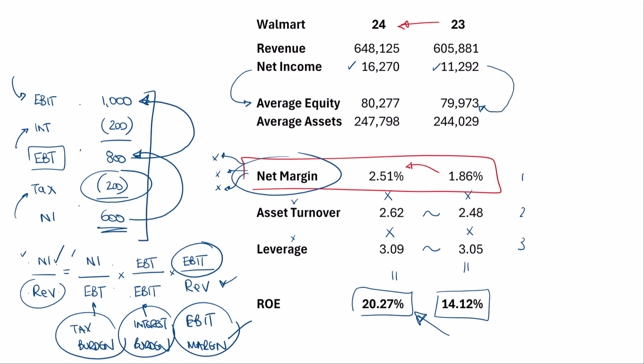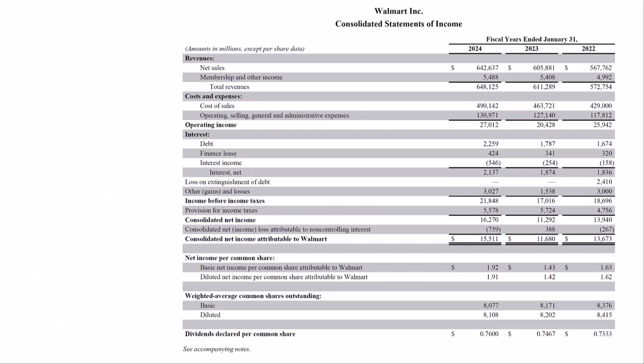So let's do it for Walmart. What figures do we need? We need net income. That's fine. There it is. We have net income. I said I wanted to start with EBIT. Well, I don't have it. What I have here is operating income, not EBIT. Between operating income and net income, what do we have?